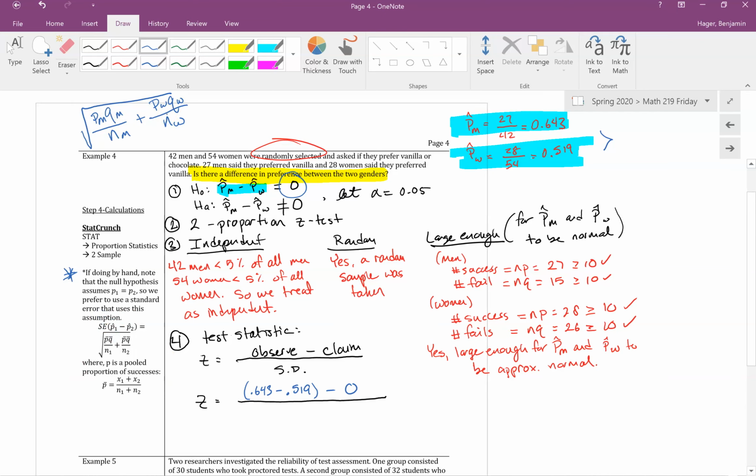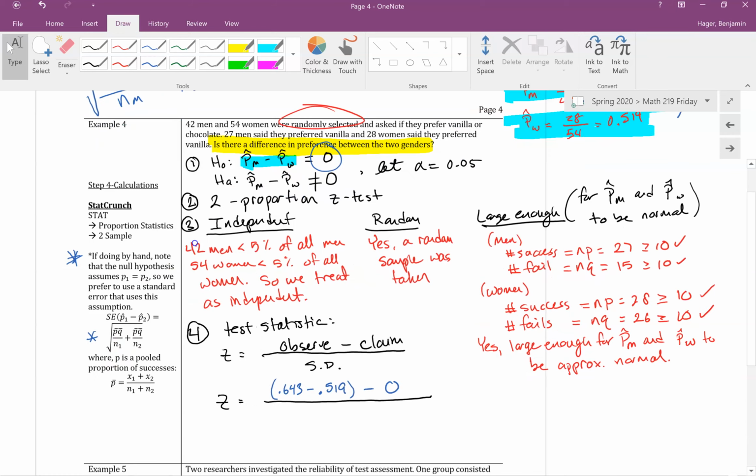So what they do is they still give the same format, PQ over N1, PQ over N1, but this isn't the P for men and Q for men and P for women and Q for women. The sample sizes are, but P is found by adding the men and women together and dividing by the number of men and women that were sampled.